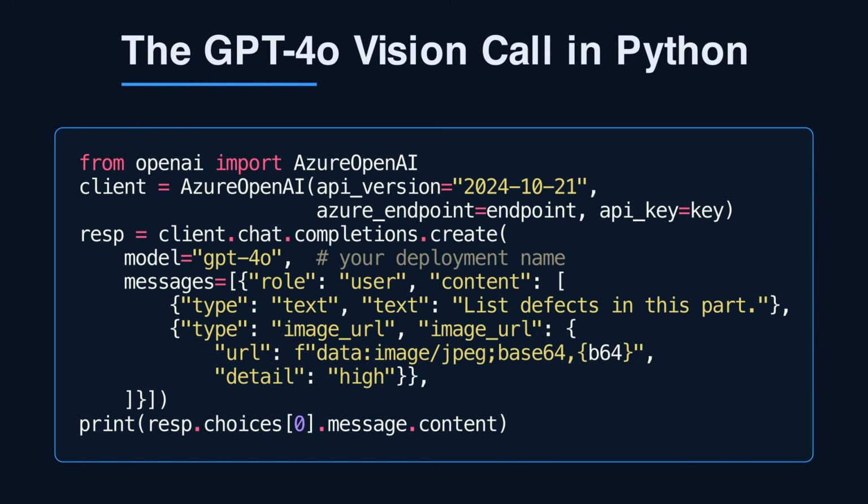Set detail to high when fine print or small features matter, since that sends more image tiles and costs more tokens. That's the key insight. Images are billed as input tokens based on resolution and detail. Pin the API version and check the current docs, because supported versions rotate.